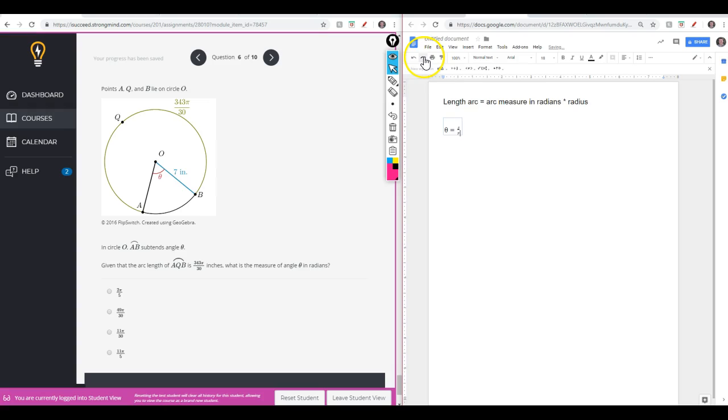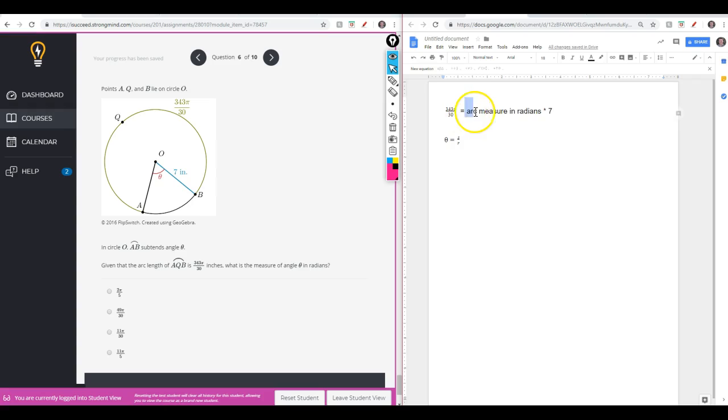So it wants us to solve for theta. Again, S is our arc length, which was given to be 343 pi 30ths. I'm going to write it in here. The arc length right here is 343 pi 30ths, and our radius is 7 inches.